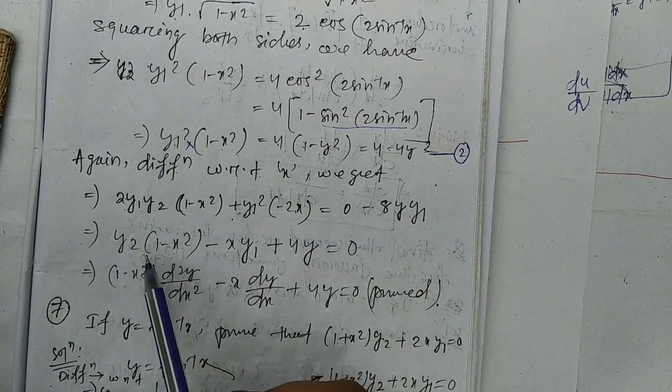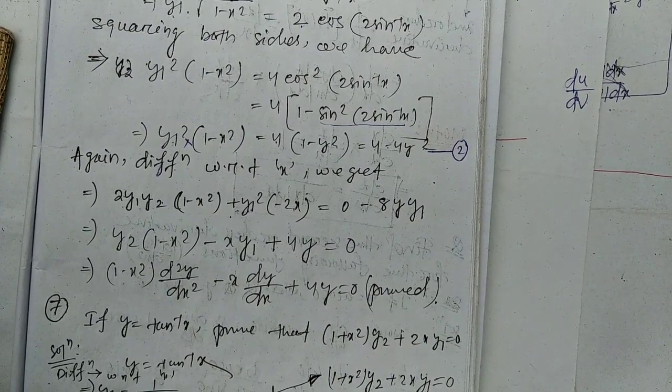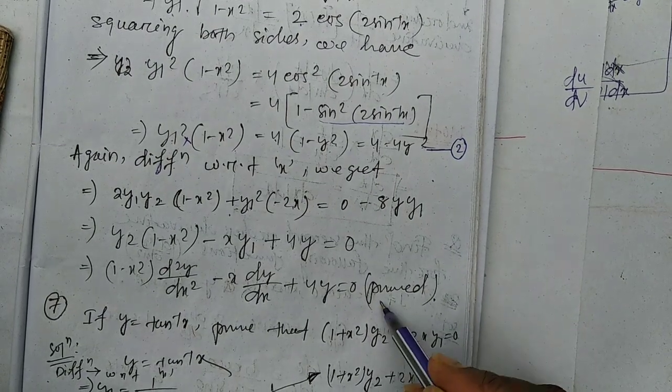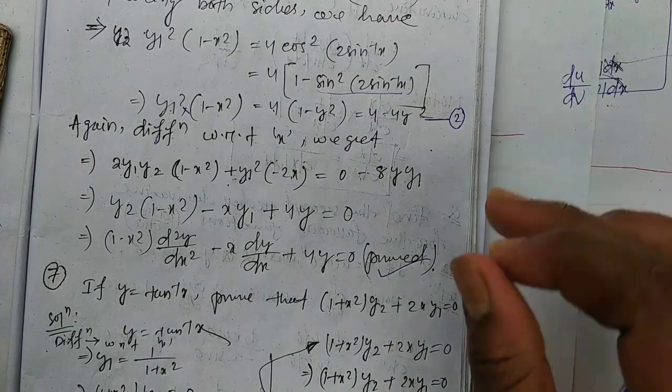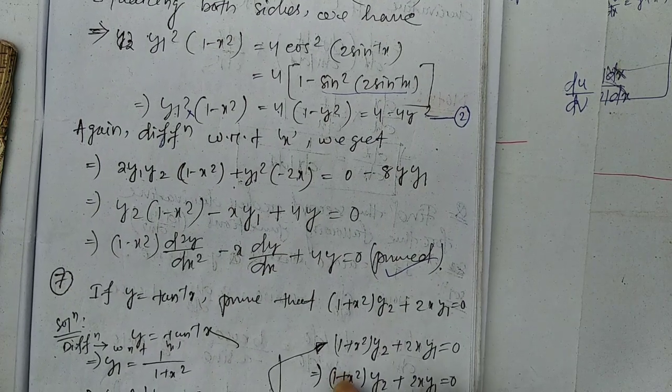So just replace y2 with d square y by dx square and y1 with dy by dx. So this will be our final answer. Getting everyone? This question is very important from the viewpoint of the board exam. A 4 mark question will be asked. So let's solve one more problem.